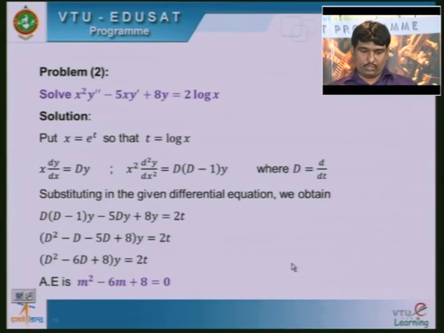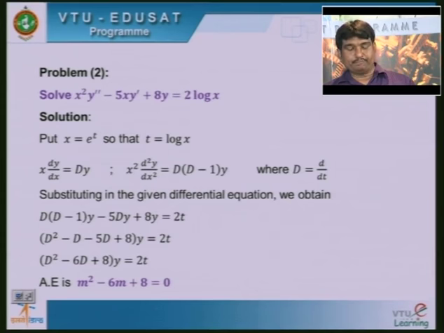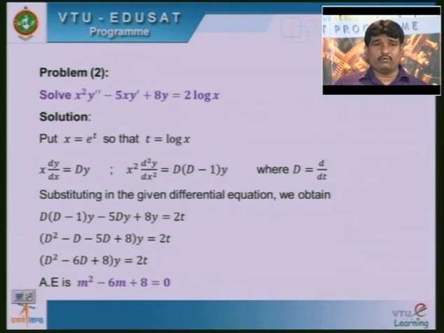Now problem to another Cauchy's differential equation. X square y double dash minus 5x y dash plus 8y equals to 2 log x. Yes, it satisfies all those conditions of being a Cauchy's differential equation. Same step, same procedure. Take x as e to the power of t. Then x into dy by dx becomes Dy. X square y double dash becomes D into D minus 1 of y.